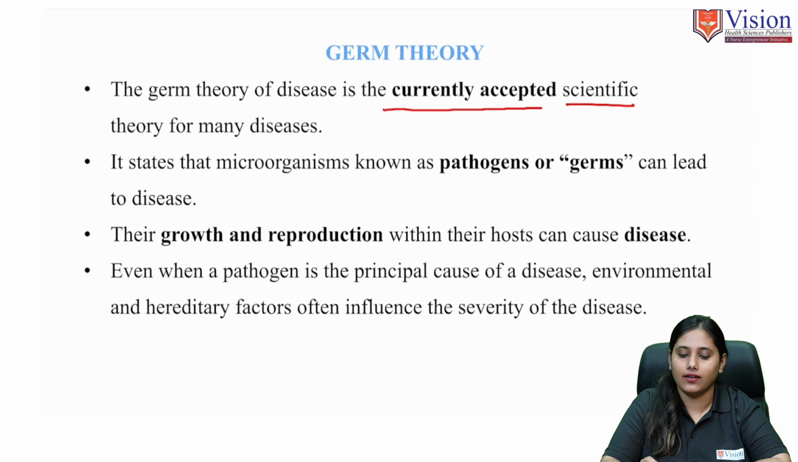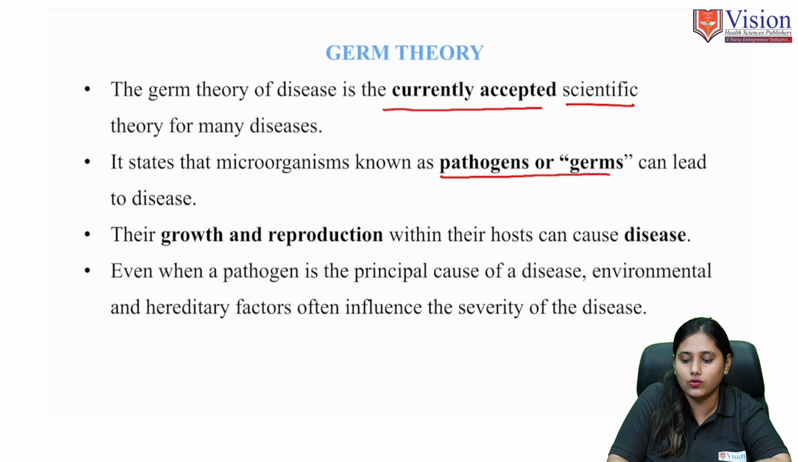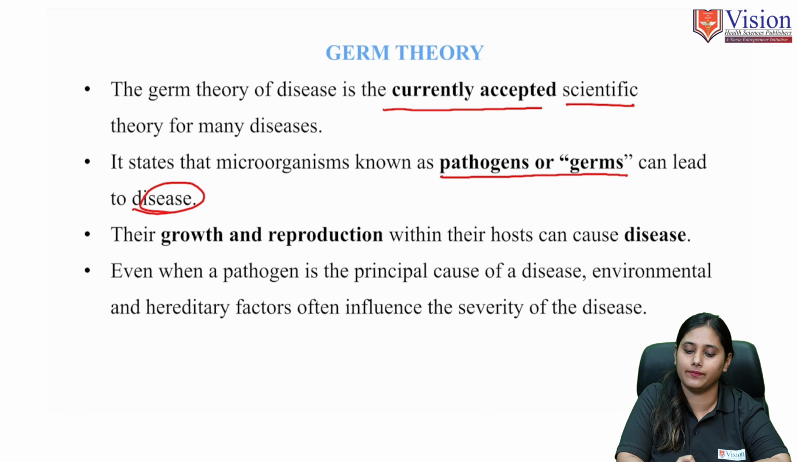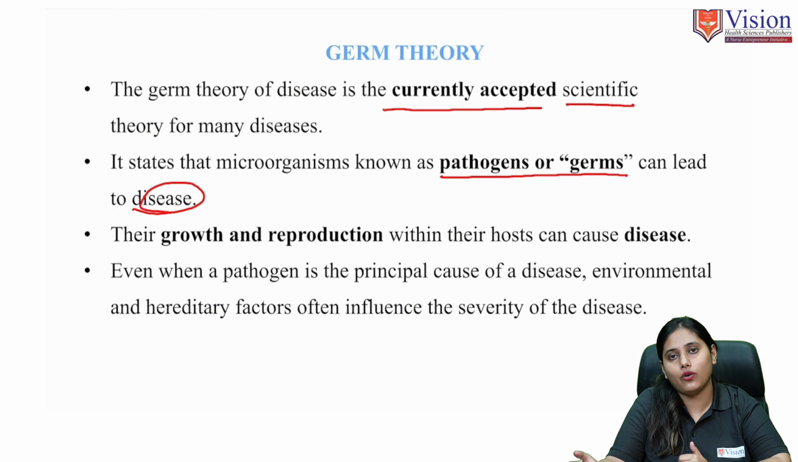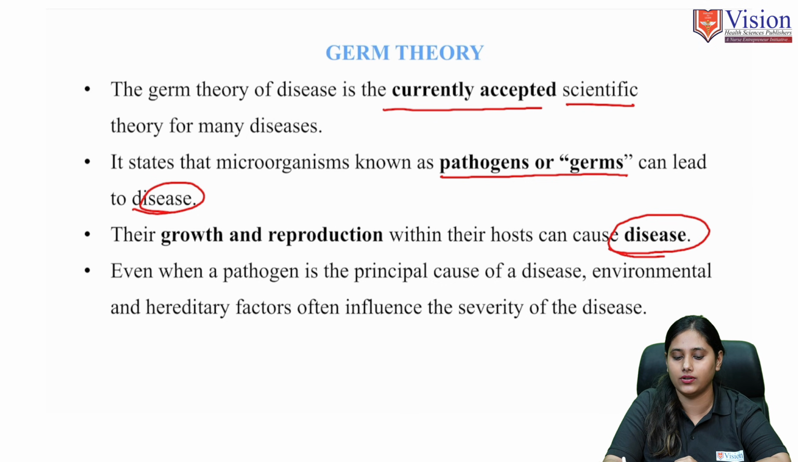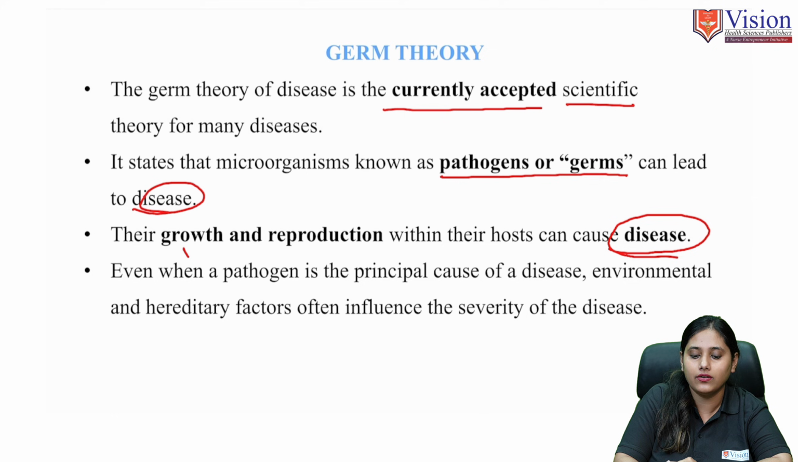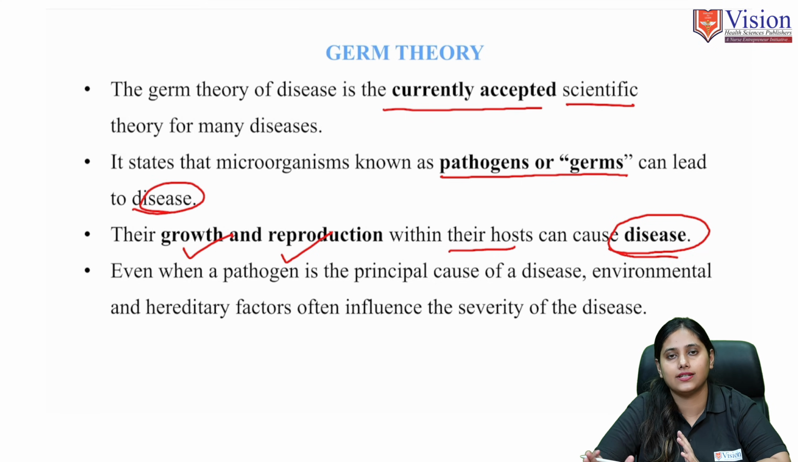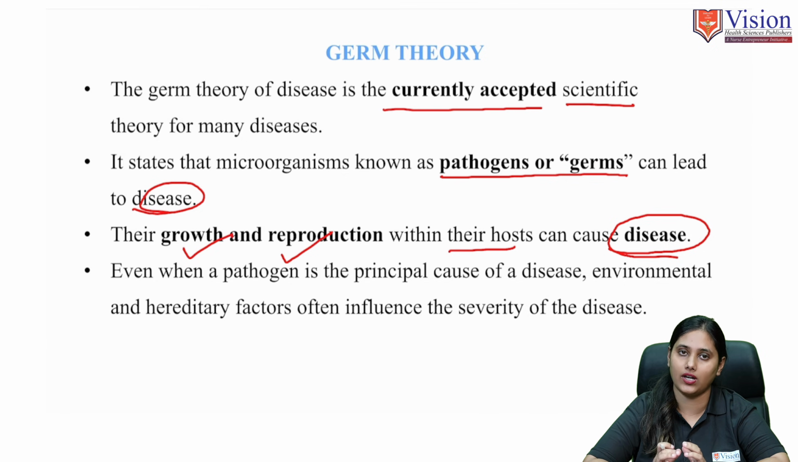It says the microorganisms, known as pathogens or germs, are leading to the disease. The reproduction of these pathogens or germs within a host is responsible for the disease. The germs are growing and reproducing in the host and they are causing the disease. So the basic concept behind the germ theory is that pathogens or germs cause the disease.